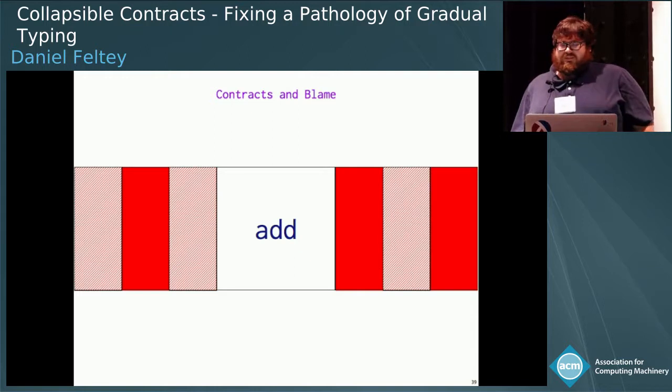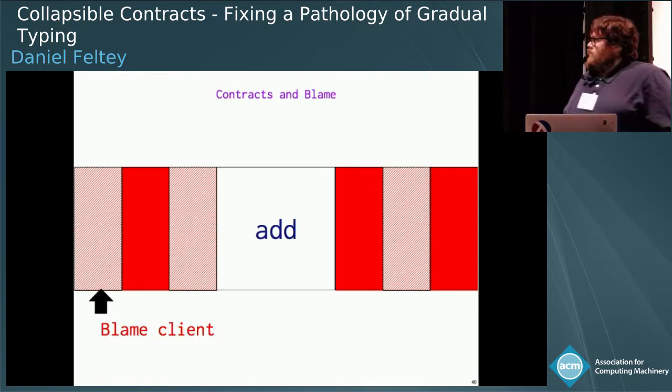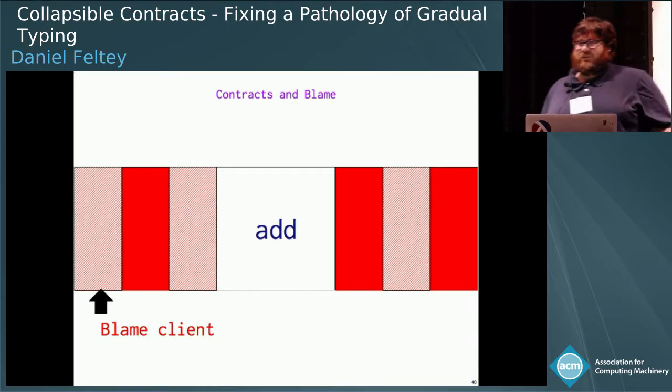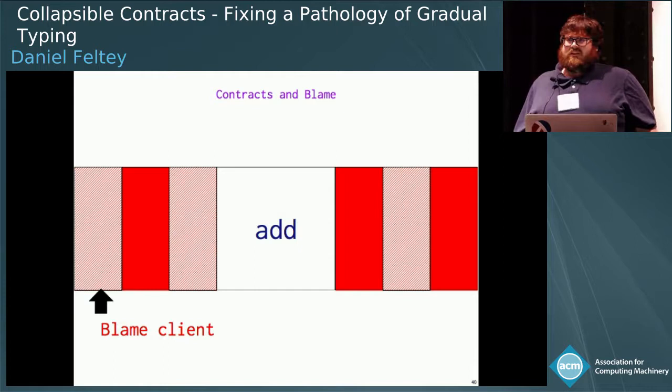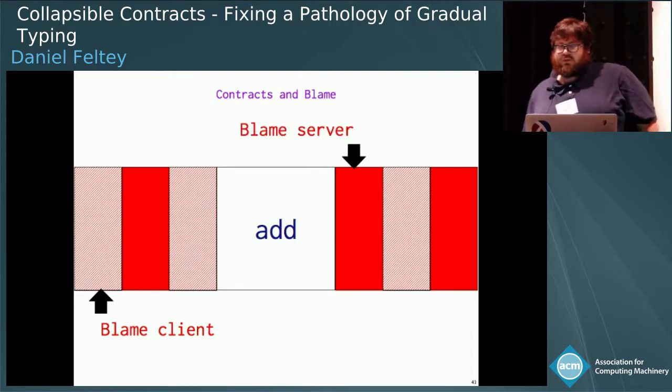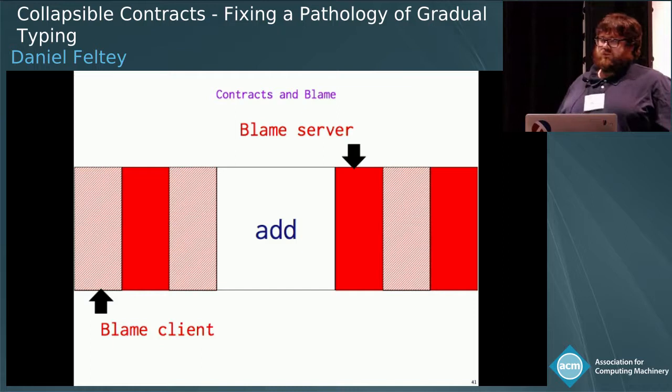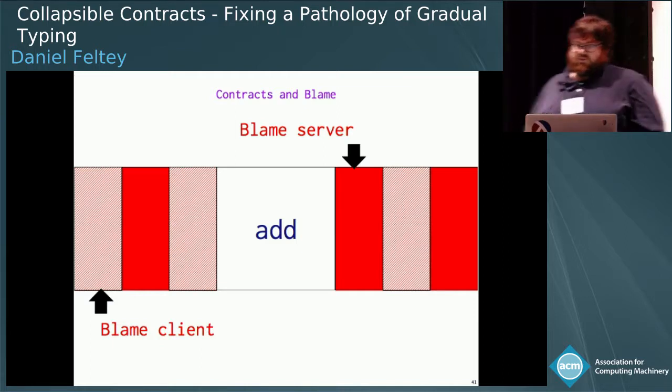So let's look at this in the case of the three layers of contract we stuck on the add function. Here it turns out we can blame the client, the first client. If that fails, we won't check any of the other contracts in the middle. If it succeeds, then all the others are going to succeed because they're all going to check the float predicate that we saw. Once it goes through add, though, if the result fails, we'll blame the server, or it will go through and pass through the others.